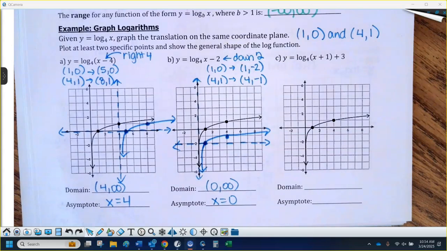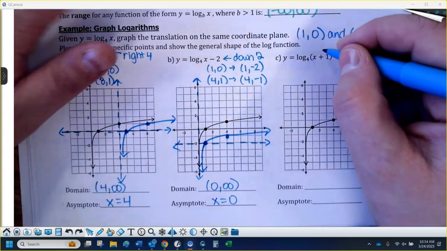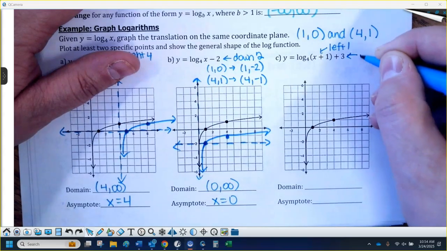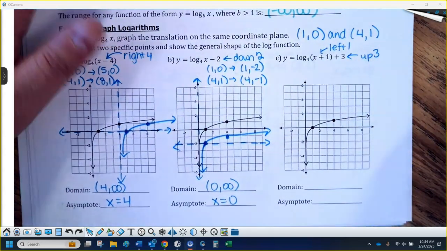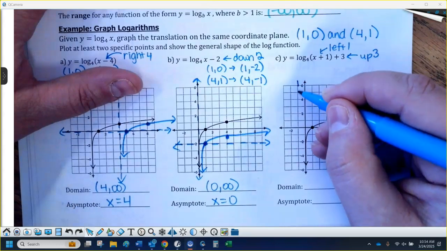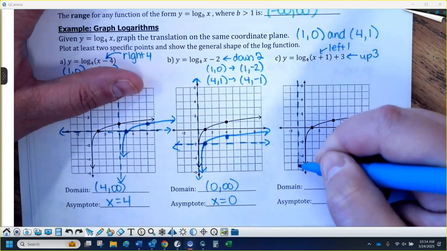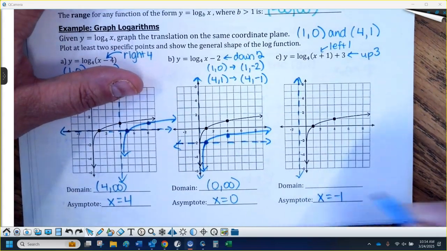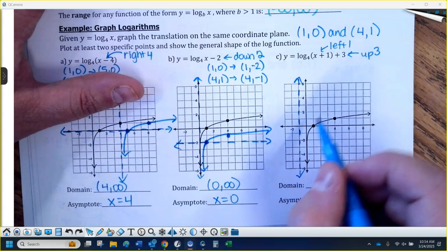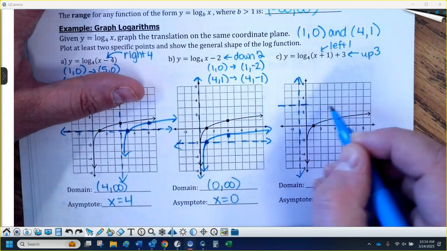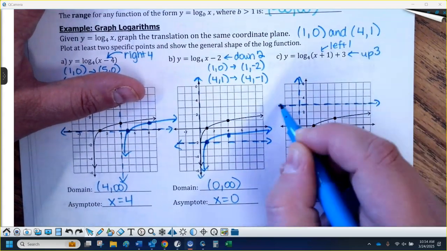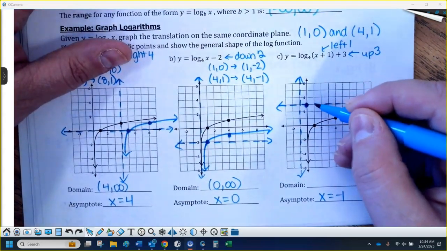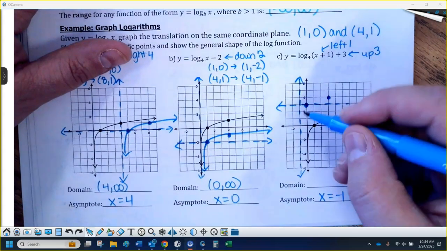And then the last one, we're going to move a couple directions here. This is going to go left 1, and then we're going to go up 3. All right, so if I go left 1, x equals negative 1 would be my lovely vertical asymptote. I'll just go ahead and put that on here. And my horizontal, we're going to go up 3. So up 3 here. And then I just do those 2 points. Here's 1, 0, and 2, 3, 4, 1 would be here.